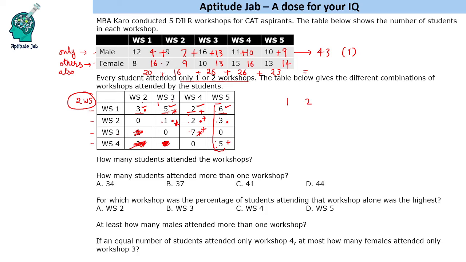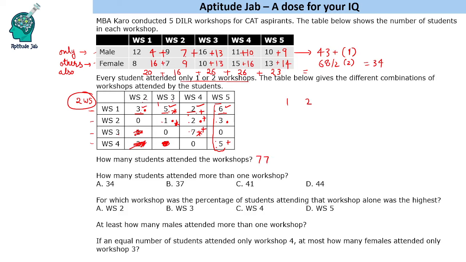Or we can do this also. This is 25, 25 plus 13, 38, 54, 68. Now these are 68 people. They have attended 2 workshops. So divide by 2, we will get 34 people. Right. So 34 people have attended 2 workshops. So we have 43 plus 34, 77 people in all.